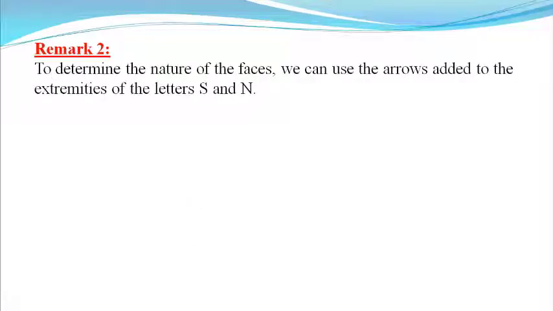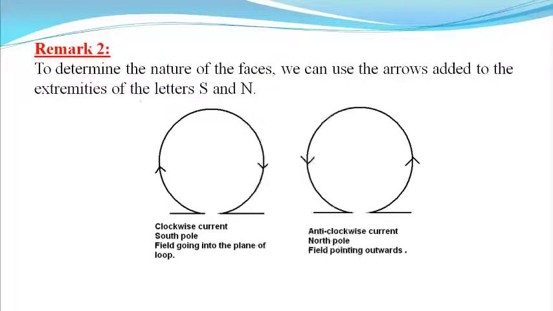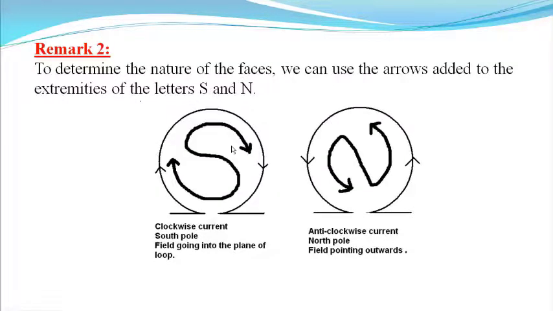Remark 2. To determine the nature of the faces, we can use the arrows added to the extremities of the letters S and N. We have two circular loops. The first loop is traversed by clockwise current. As you notice here, the direction of the current has the same direction as the arrows added to the extremities of letter S. So we can say that this face acts as a south pole. Therefore, the magnetic field goes into the plane of the loop, represented by a cross X.